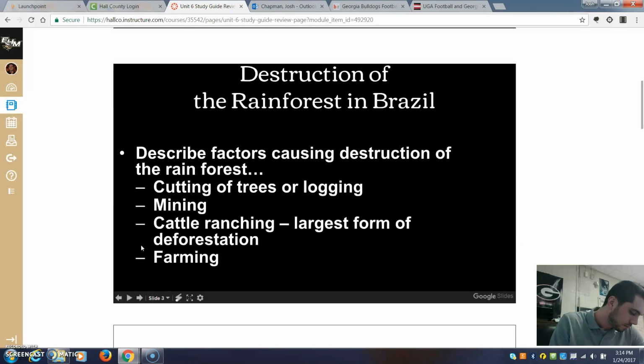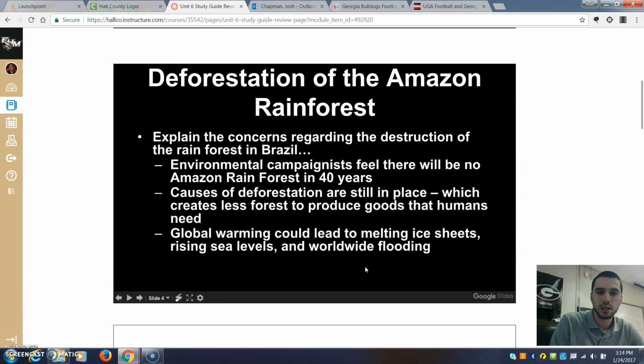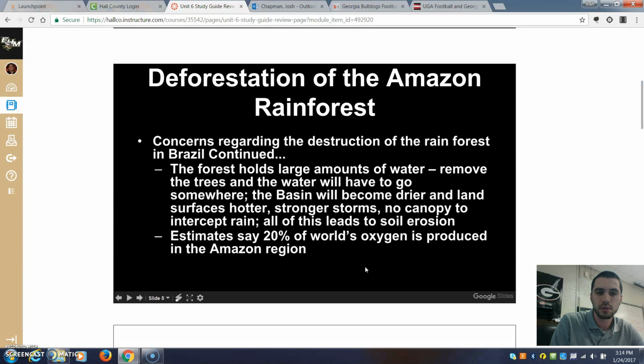Let's see. Number 7, how much of the world's oxygen is produced in the Amazon rainforest? Well, if we click through, we'll see right here where it says estimates say 20% of the world's oxygen is produced in the Amazon rainforest. So, what is the correct answer? 20%. Make sure you write that down, please. 20%.